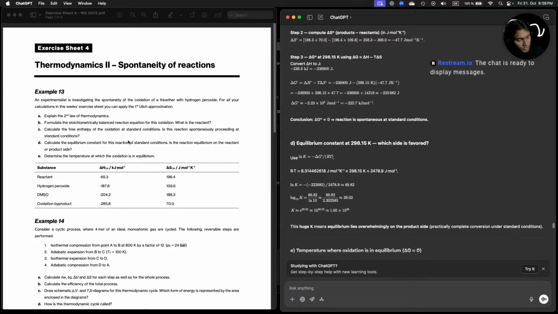H2O2, hydrogen peroxide. What do we got? 109.6. 188.3. Oxidation byproduct as we bought it, right?